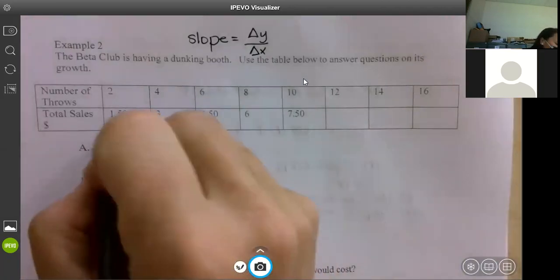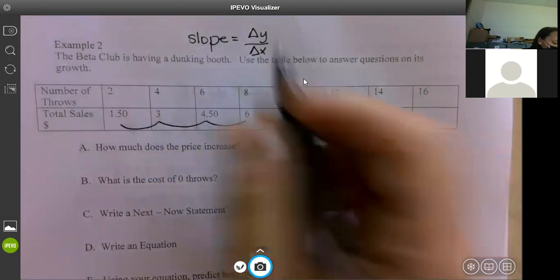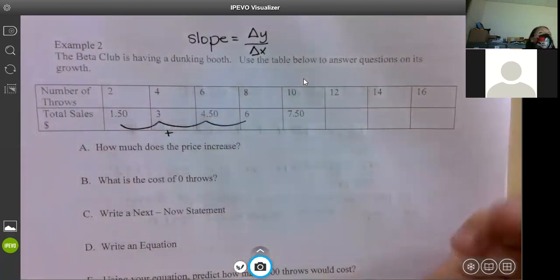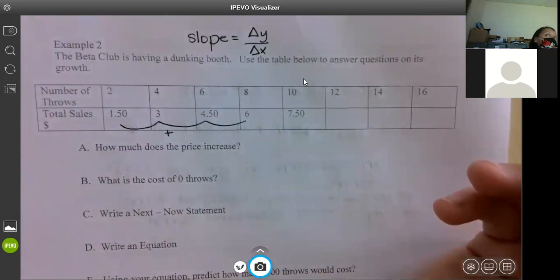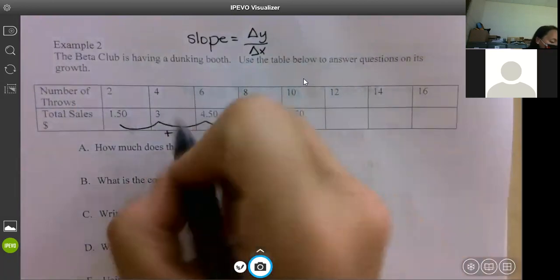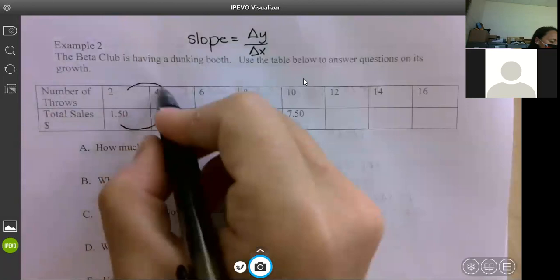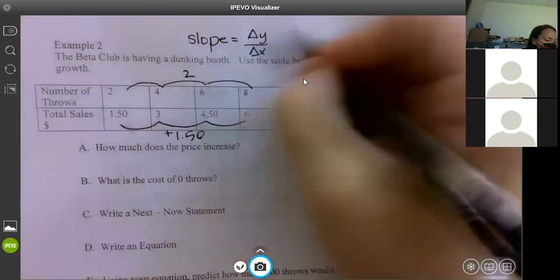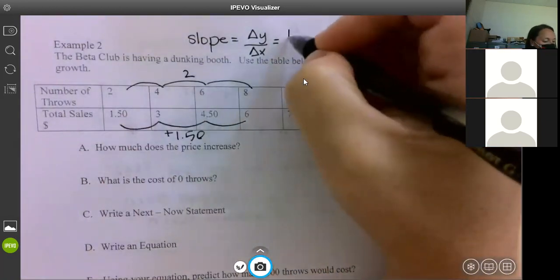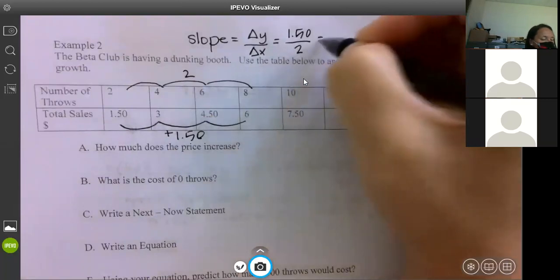So if we look at our y's, what's happening? What are we going up by? Look at it. 1.50, $1.50. Look at the top. What's it going up by? 2. Very good. So our change in y was 1.50. Our change in x was 2.